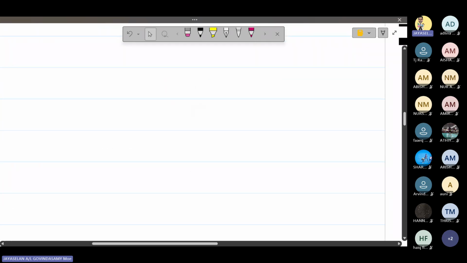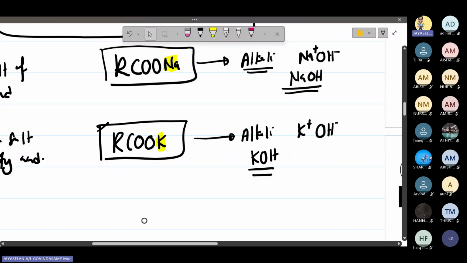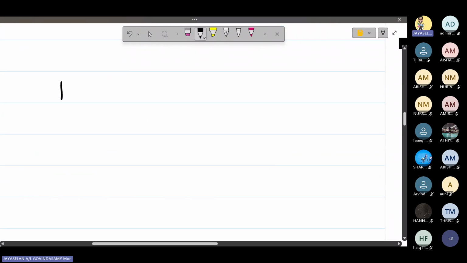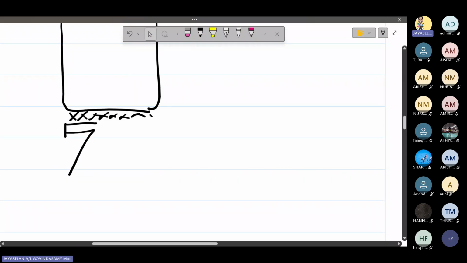Before we complete the notes, I want y'all to remember the soap making process. We do this, then y'all try to do the notes. Soap making process, a lot of questions here. In the soap making process, we will take sodium hydroxide, concentrated sodium hydroxide.